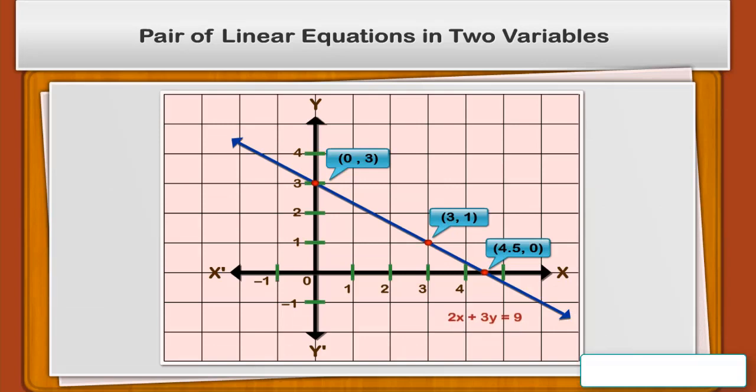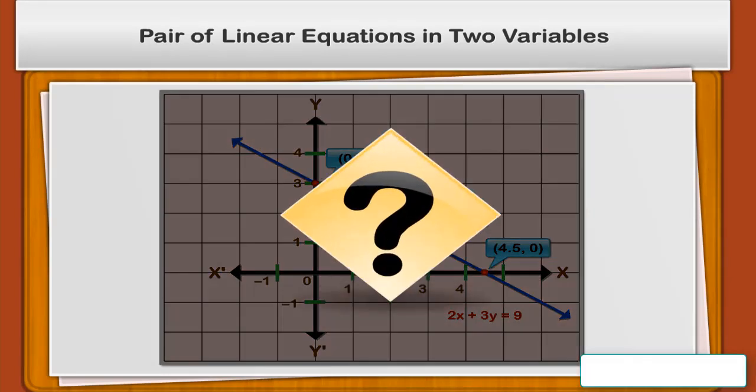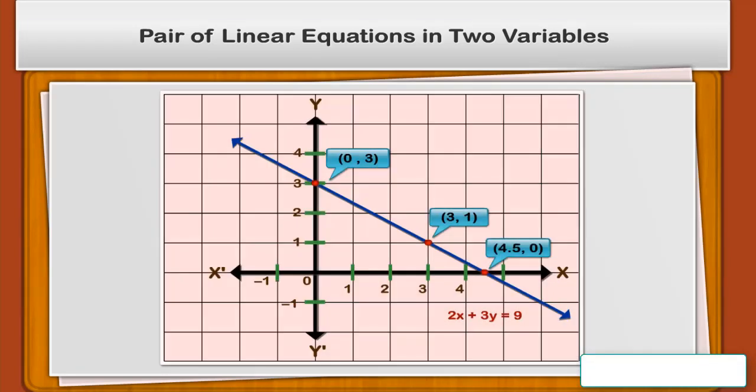We know the geometric representation of a linear equation in two variables is a straight line. Can you now suggest what a pair of linear equations in two variables will look like geometrically? For a pair of linear equations in two variables, there will be two lines on the graph and both are to be considered together for geometrical representation.